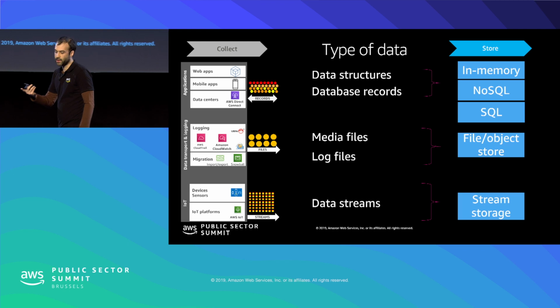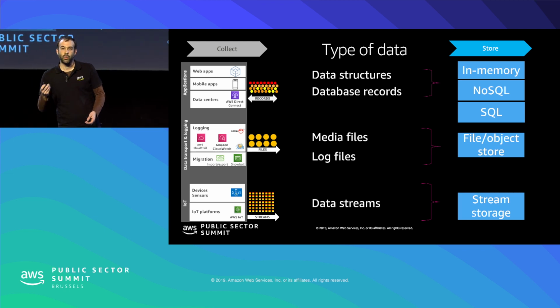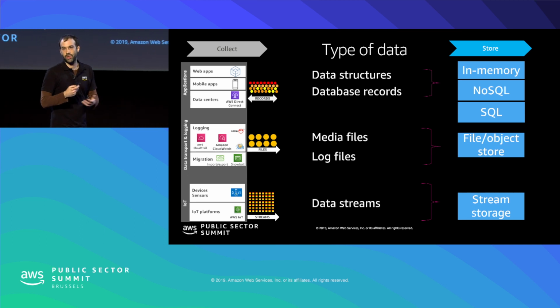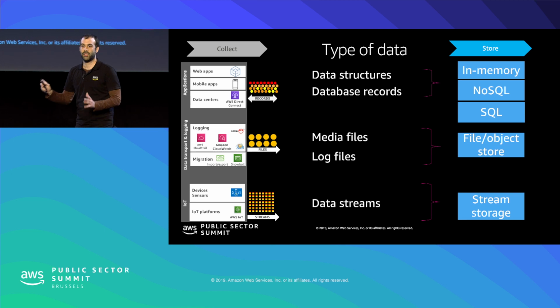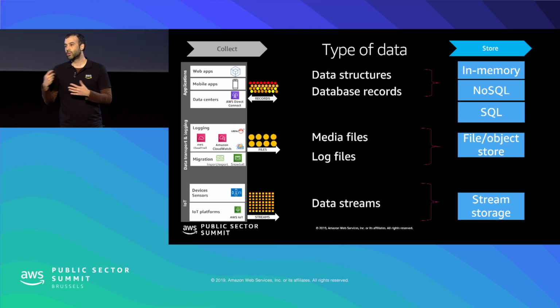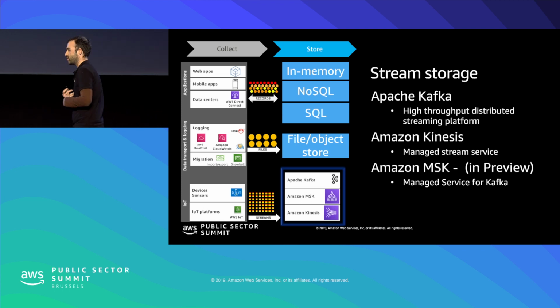In terms of storage, the transactions we would typically store in a database system, either SQL, NoSQL, or in-memory cache. The media, the files, would go to an object store, and we'll discuss the options there as well. And then the data stream will go to a stream storage. So now let's dive deeper, category by category. Let's start with the stream storage.